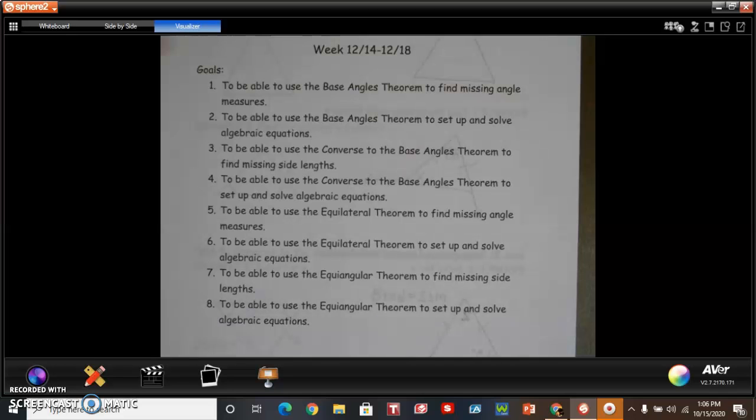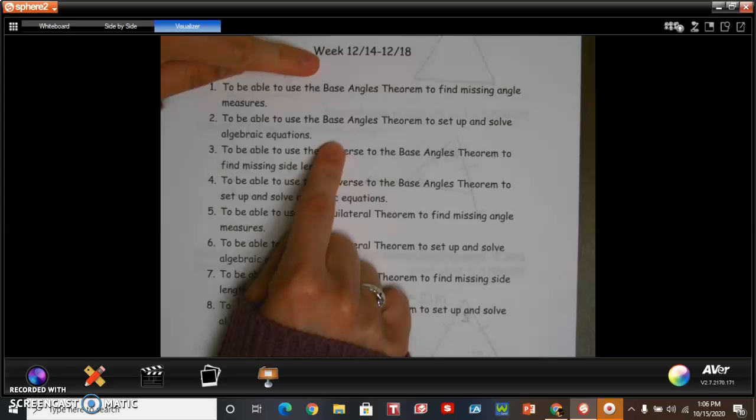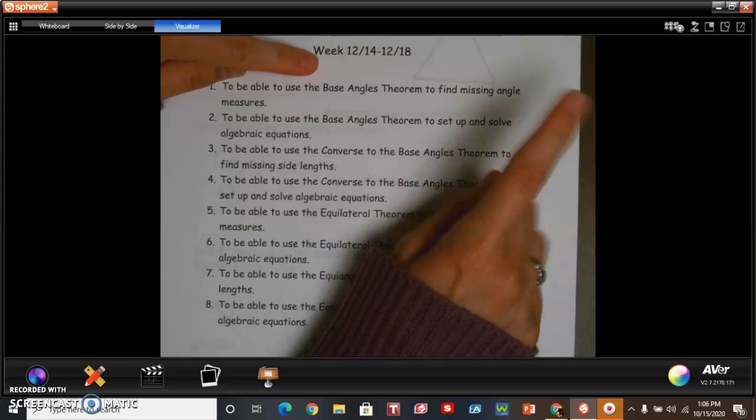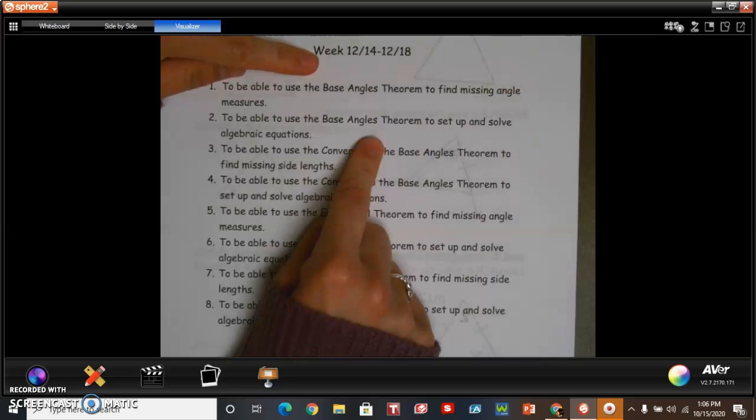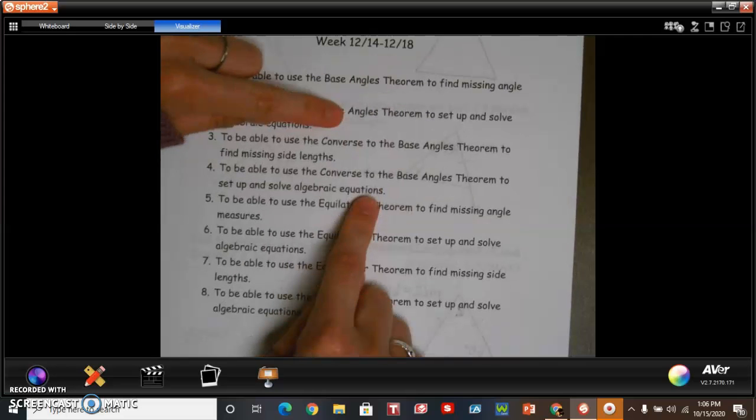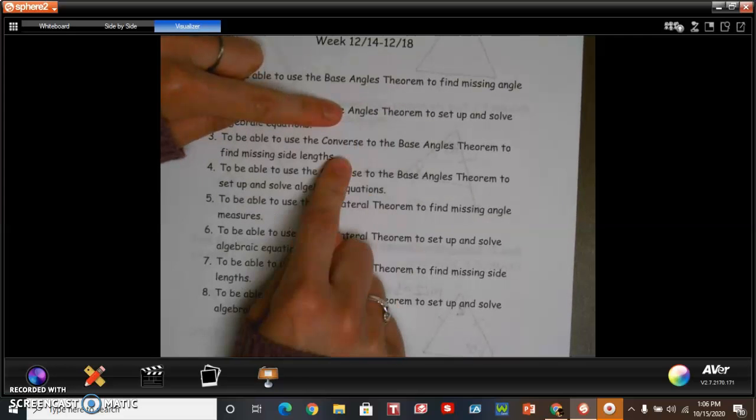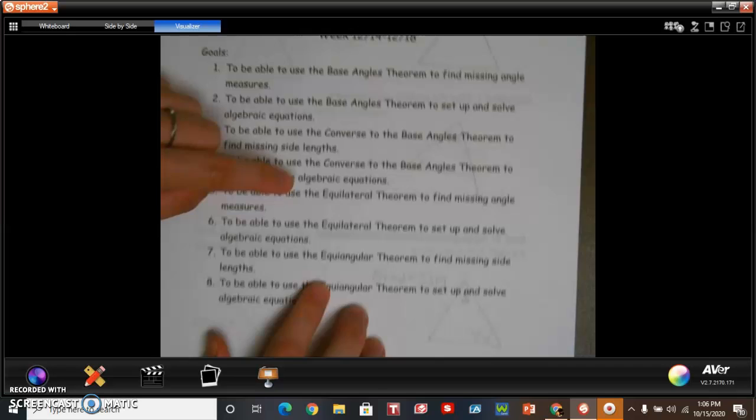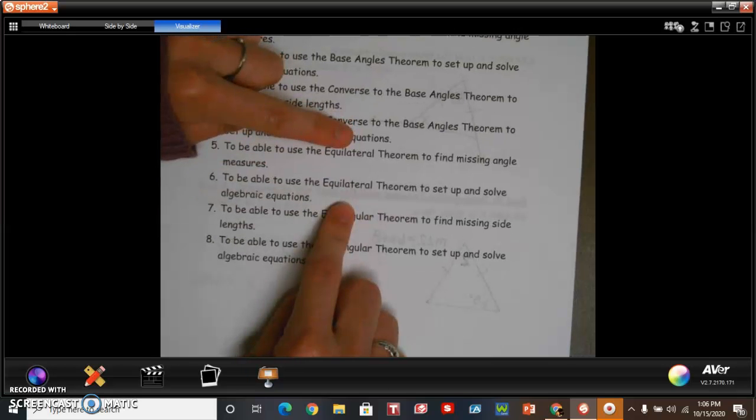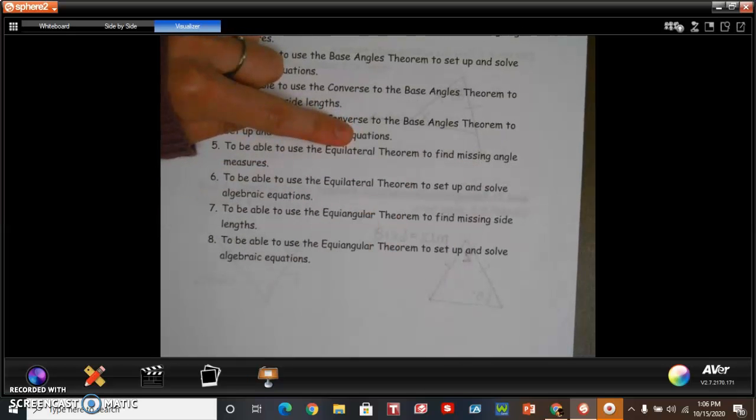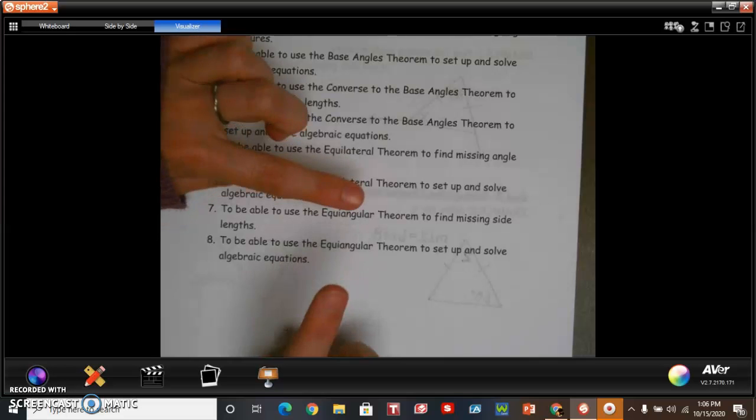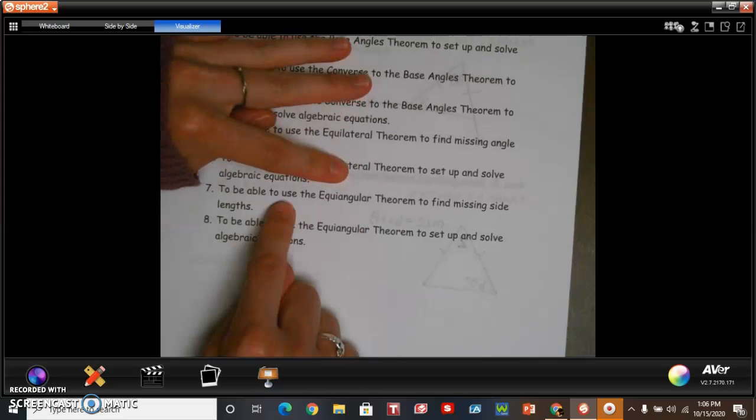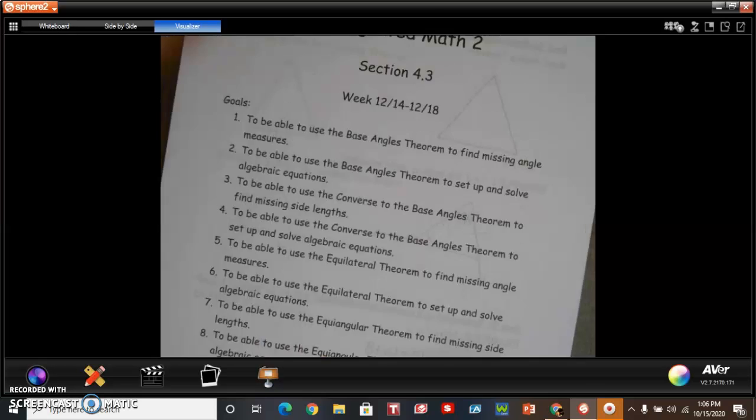All right, so our goals, first we're starting with our base angles. We're going to be able to find base angles theorem. We're going to be able to find missing angles and use algebra. Then we're going to go to our converse base angles theorem, missing sides, and algebra. Then we're going to go to our equilateral theorem, missing angles and algebra. Then we're going to go to our equiangular theorem, missing lengths and algebra. So here we go.